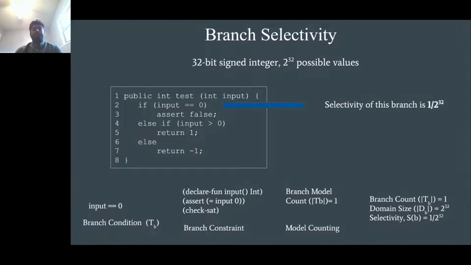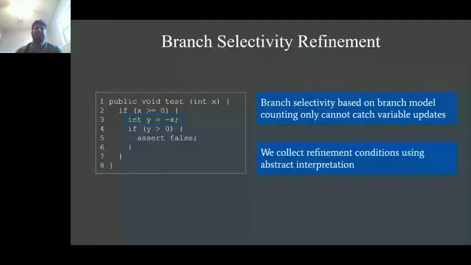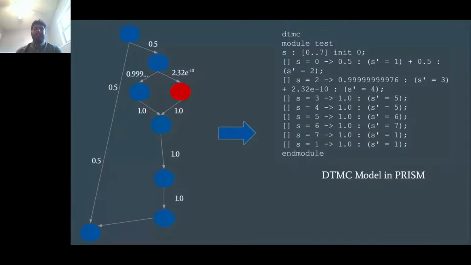Now, computing branch selectivity based on only branch model counting is not enough, because it cannot actually catch variable updates. So we use abstract interpretation-based analysis for refining this branch condition and computing branch selectivity. Now, once we have this discrete time Markov chain using the control flow graph, dependency analysis, and branch selectivity analysis, we convert this discrete time Markov chain to a DTMC model accepted by the probabilistic model checker tool PRISM.